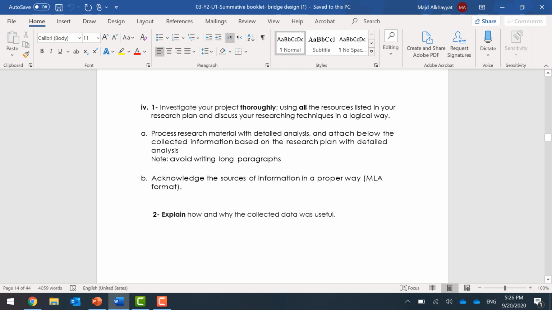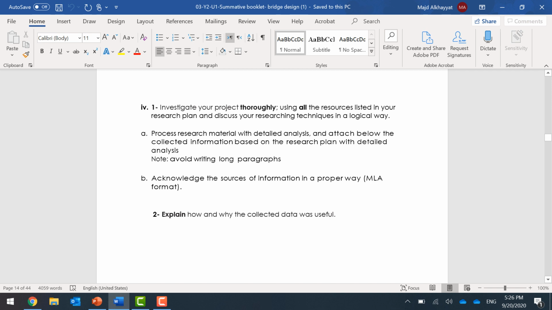Please make sure to acknowledge the sources of information in a proper way. Again, I'm talking about the sites used in strand II and the sites used in strand III.